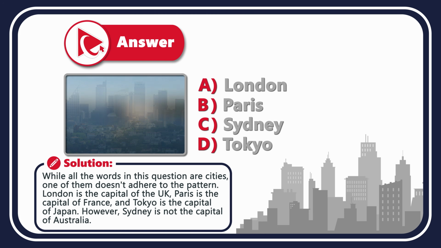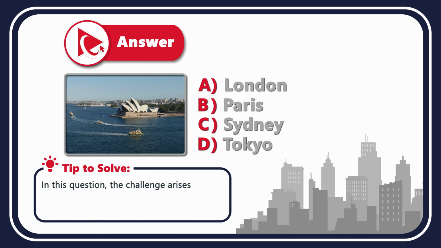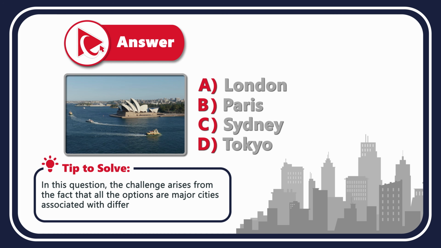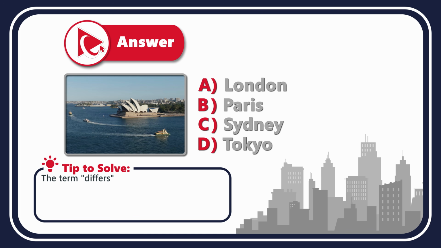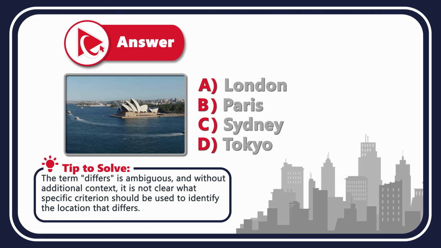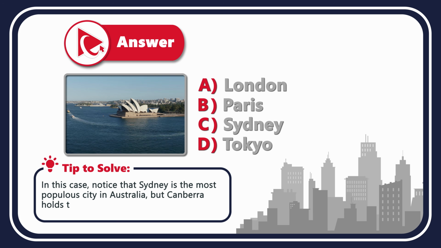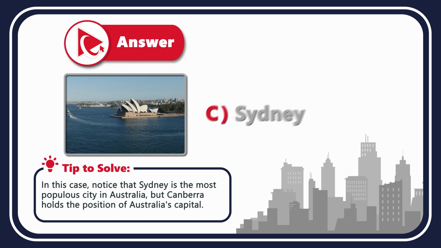Let me share with you some principles of how to solve these types of challenges. In this question, the challenge arises from the fact that all options are major cities associated with different countries. The term differs is also very ambiguous here, and without additional context, it is not clear what specific criterion should be used to identify the location that differs. Another confusion comes from the fact that Sydney is the most populous city in Australia, but Canberra holds the position of Australia's capital. So the correct answer here is choice C, Sydney.